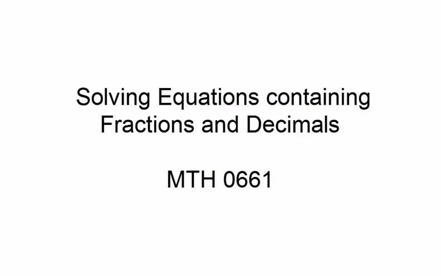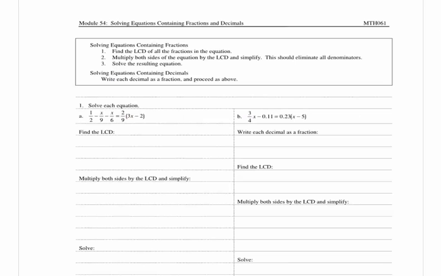In this video, we're going to be solving equations containing fractions and decimals. In 1, it says solve each equation. In A, we have 1/2 minus x over 9 minus x over 6 is equal to 2/9 times 3x minus 2. And when we have an equation with fractions, we need to find a least common denominator.